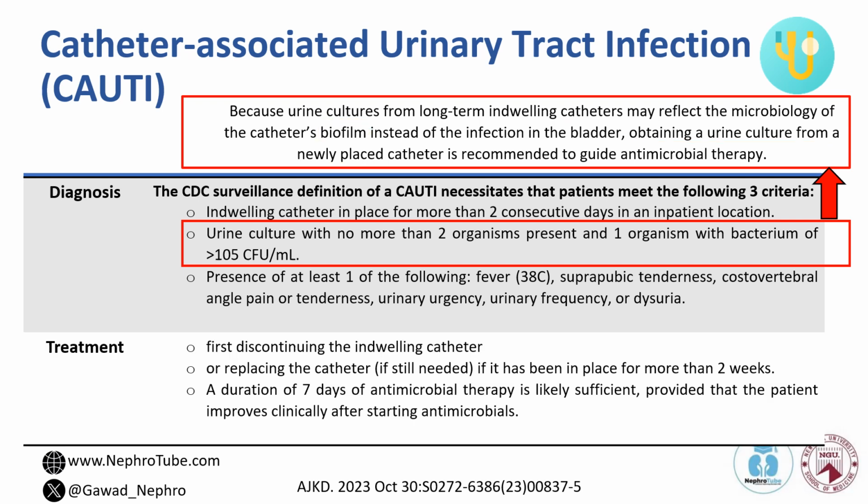Regarding treatment of catheter-associated urinary tract infection, first, it is better to remove the catheter, or if it is still needed, you can replace the catheter. And finally, a duration of 7 days of antimicrobial therapy is sufficient, provided that the patient improves clinically after starting antibiotics.